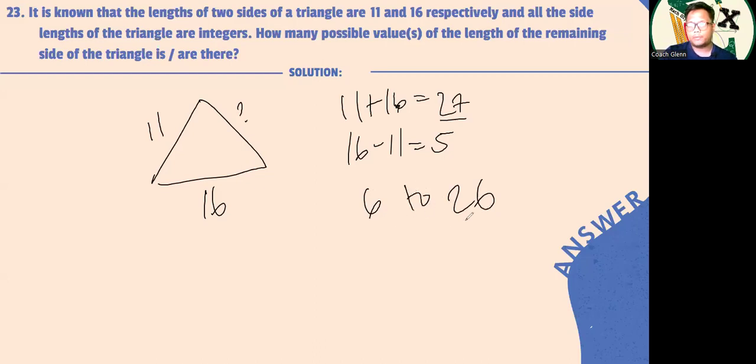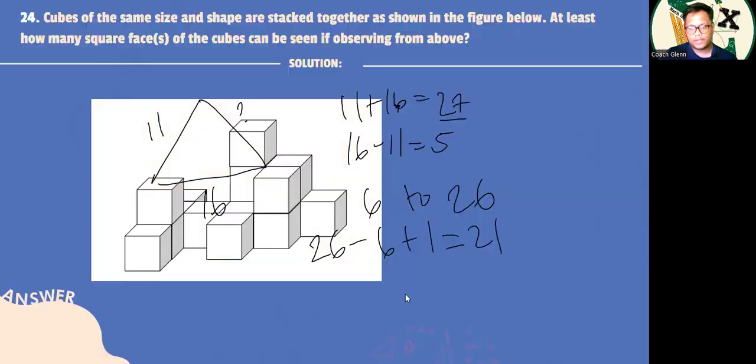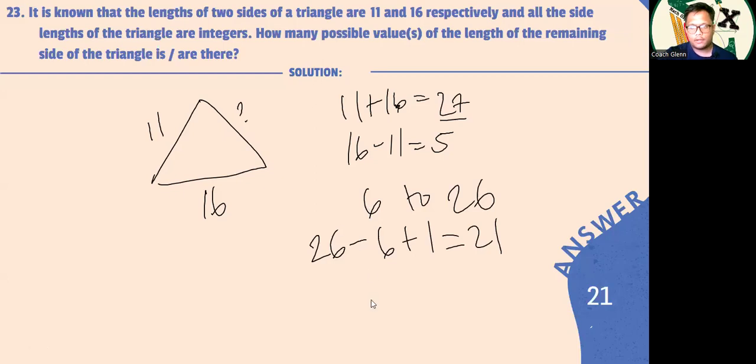So we just need to count how many numbers from 6 to 26. So that's just 26 minus 6 plus 1. That's equal to 21 possible side lengths. Okay, let's check if we got it right. Again, all we need to do is add the two side lengths, which is 27, and then pick the number lower than that, which is 26. Next, subtract the two side lengths, which is 16 minus 11. So that's 5. And then pick the next number bigger than that. That's 6. So that's 6 to 26. Now to count how many numbers from 6 to 26, that's just last number minus first number plus 1. So the final answer should be 21.